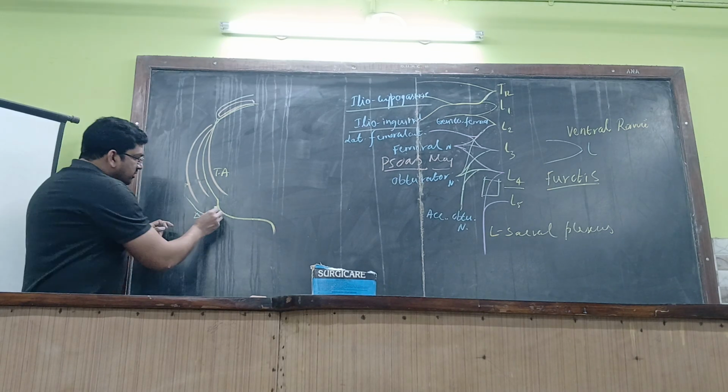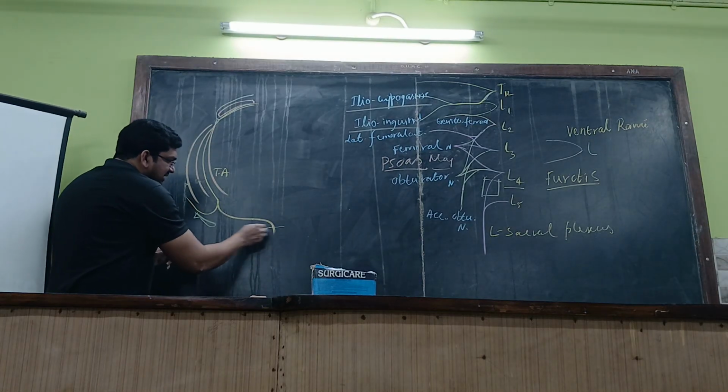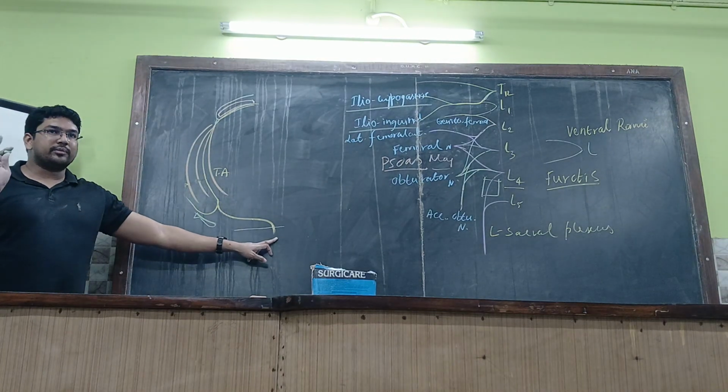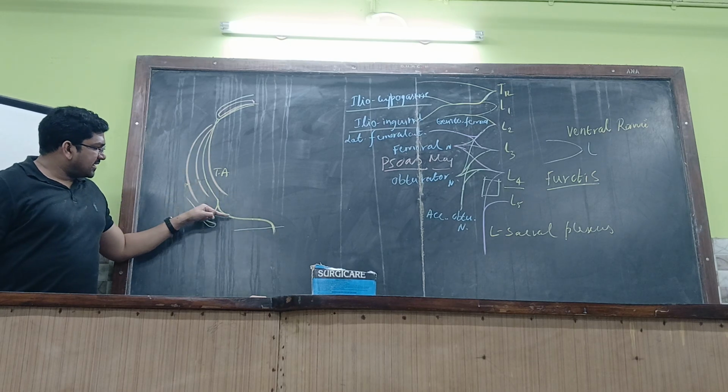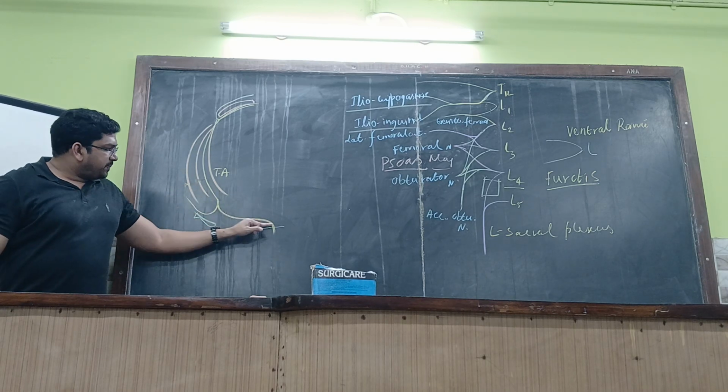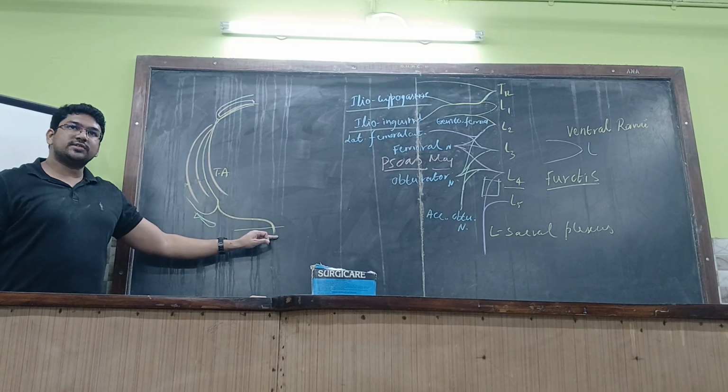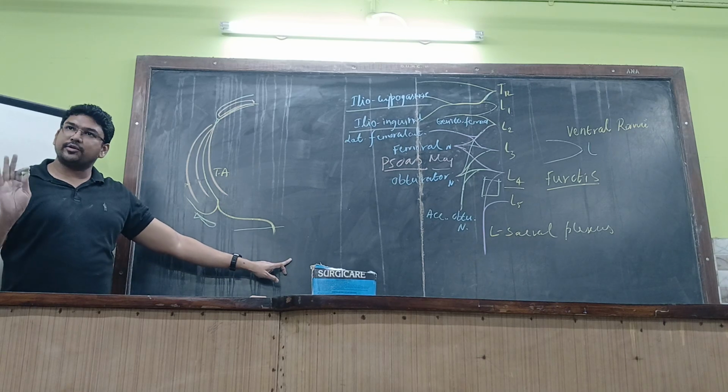And one more branch will be going in front and will be piercing the aponeurosis of the external oblique. Could you remember from the inguinal canal? The iliohypogastric nerve will be passing in between these two and will be piercing the external oblique aponeurosis and will be becoming cutaneous over here. Could you remember or not? Right?